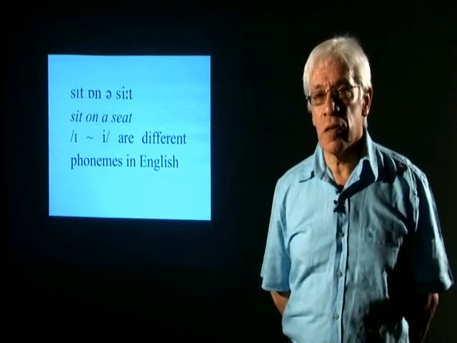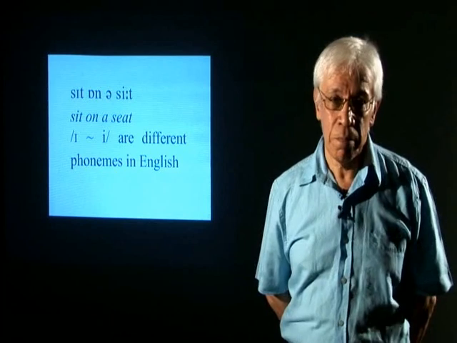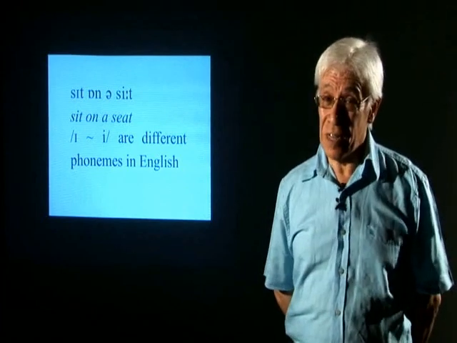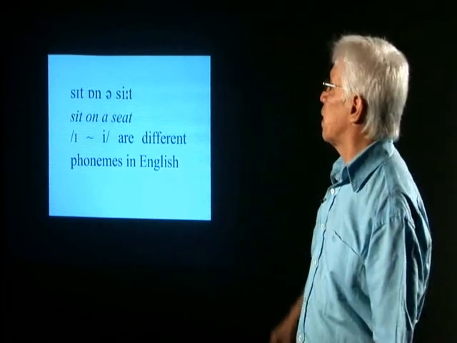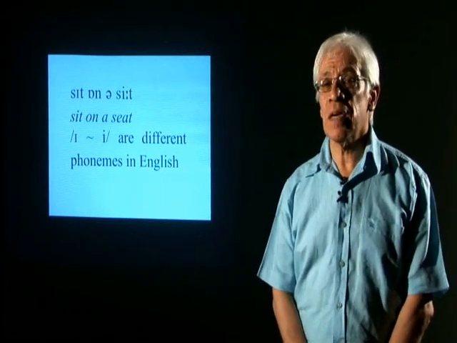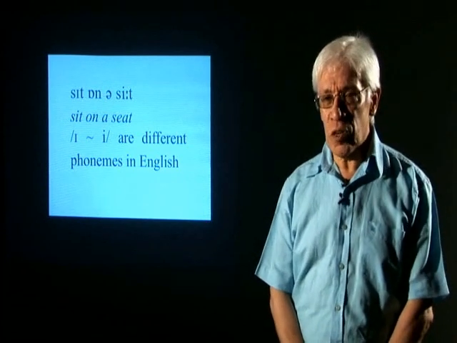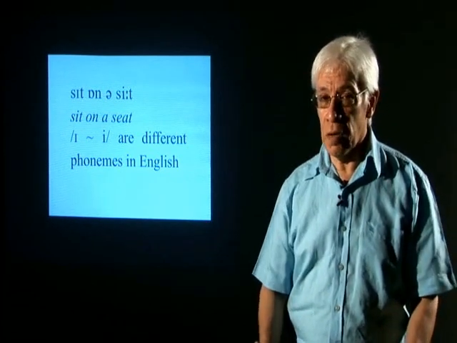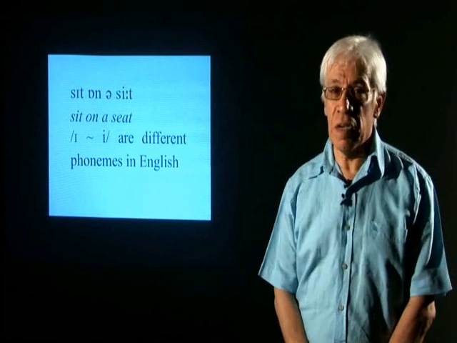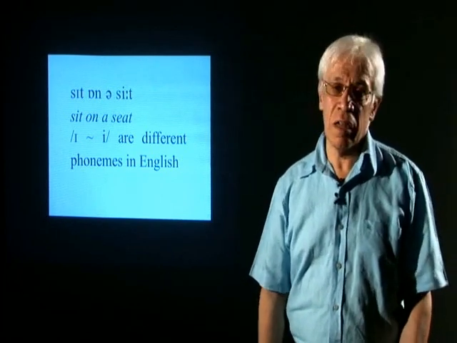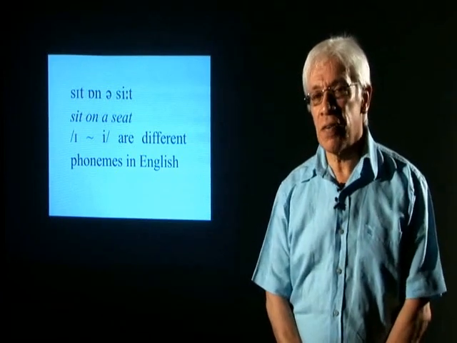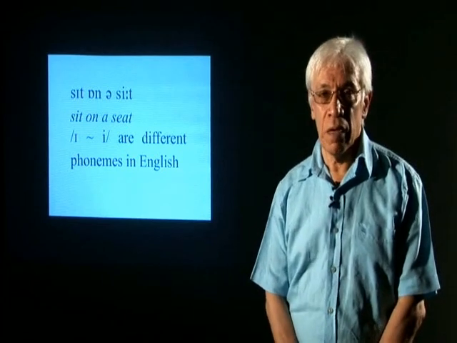Why do we say that the first vowel, the one in sit, is a different phoneme from the one in seat? Why do we say, in other words, that these are two different phonemes in English? Because they convey differences in meaning. The first word, sit, is a verb. It means sentarse. The second word, seat, is a noun, and it means asiento. So you can tell somebody to sit on a seat and not on the floor, for example. Let's have it again. Sit on a seat.